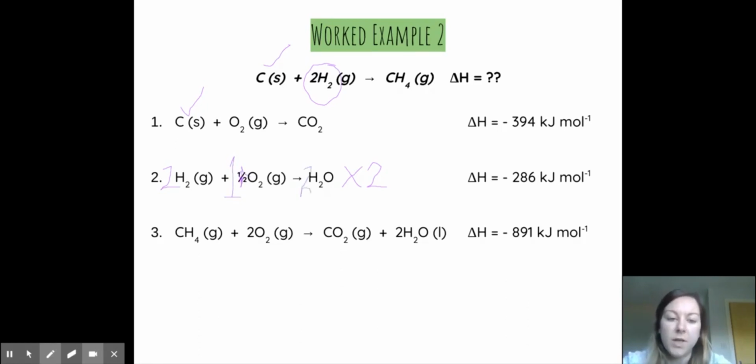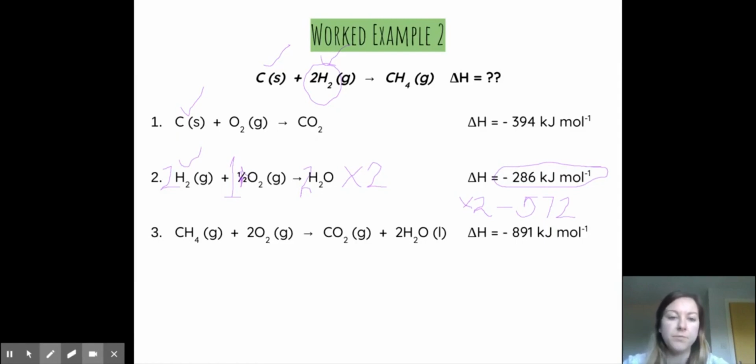Now, whatever you do to the equation, you must also do to your delta H value. So if we have negative 286, what we need to do is multiply this by 2. And if we do that in our calculator, it gives us negative 572. So we now have negative 572 as an enthalpy value for equation number 2. We've got 2H2 here and 2H2 here, so we're done with that.